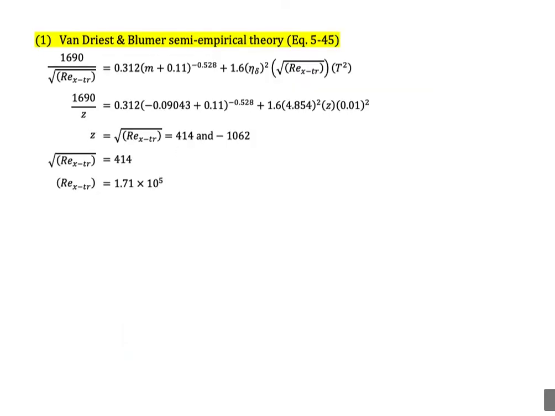And then we use the Van Driest and Blumer equation. So this is the equation. We substitute the value of T here, and then we could calculate the Reynolds transition as 1.71 times 10 to the power of 5.